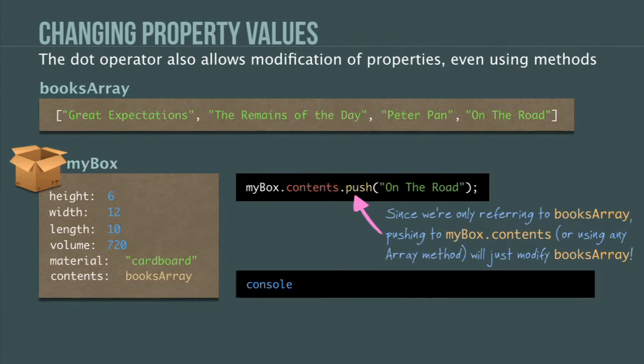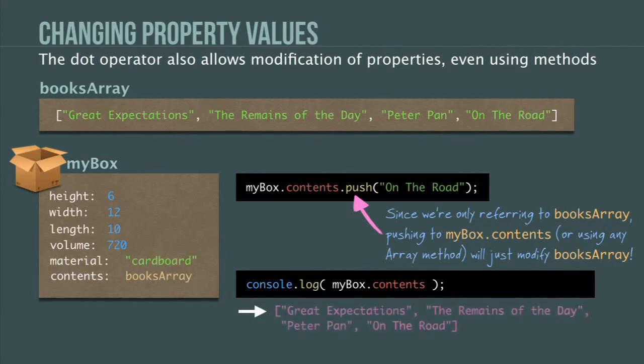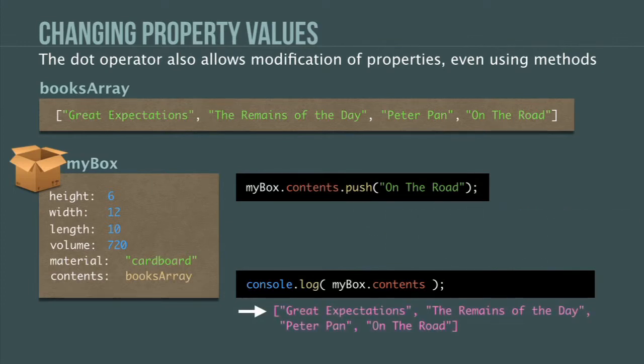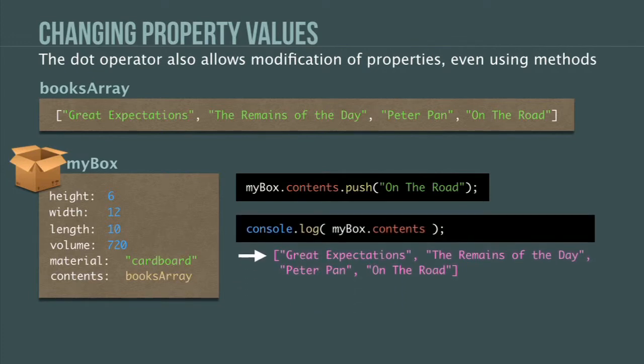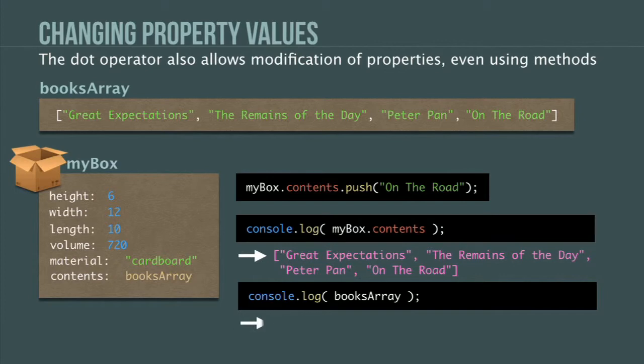Now if we were to log out our mybox.contents, we'll refer to books array, and we get the entire newly adjusted array. Also, just to show that we mean what we say, if we log out the books array, we will get the same exact array.